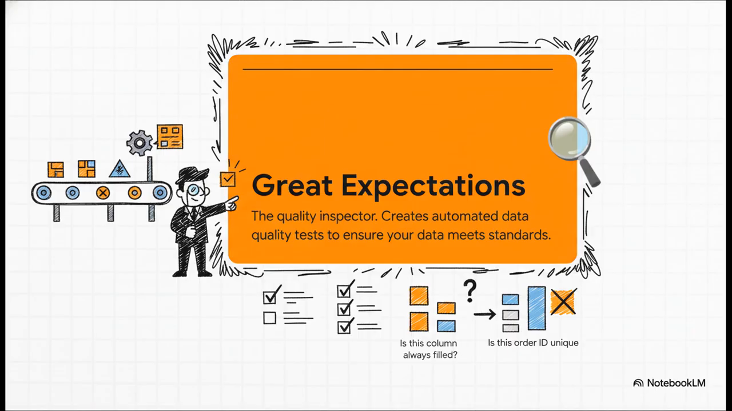And of course, at the end of any good assembly line, you need a quality inspector. In our factory, that's Great Expectations. Its entire job is to run automated checks on the data to make sure it meets, well, our expectations. Is this column always filled out? Is every order ID unique? It catches those little errors before they turn into big problems.